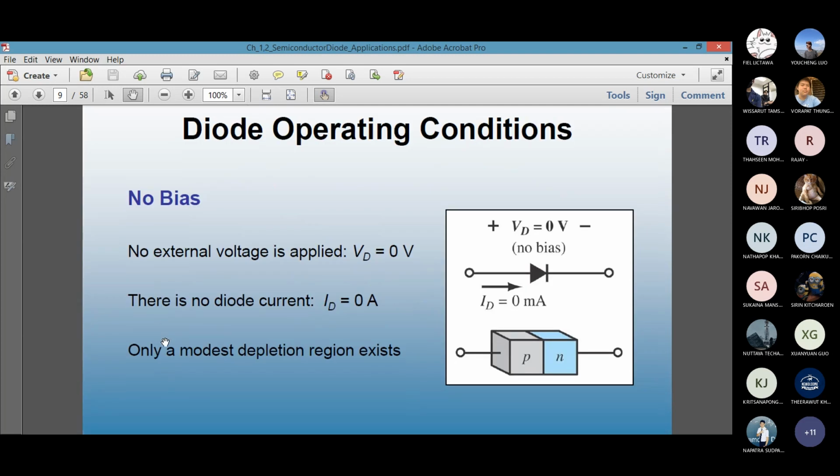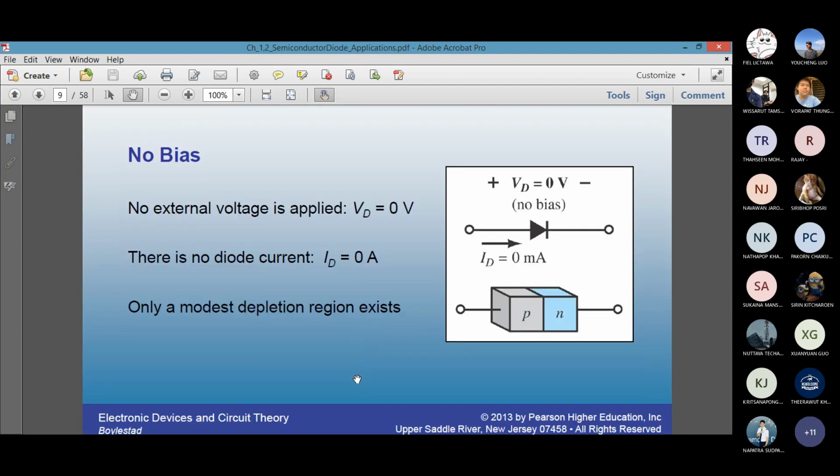No bias means you don't apply any external voltage. So there is no current flow, there is no voltage drop. That is quite obvious. In the no bias, the depletion region is quite minimal.